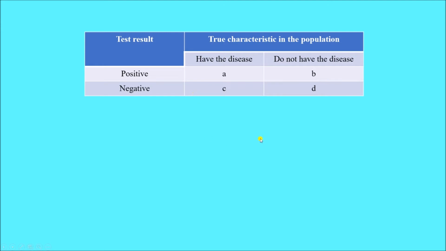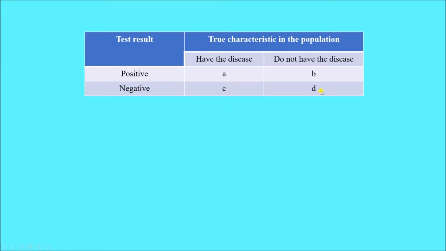If we look at these four cells A, B, C and D, we will see that cell A represents those people who actually have the disease and they also have tested positive for the disease, right? What about C? C is those people who actually have the disease but they have tested negative for the disease. On the other hand, B represents those people who do not have the disease but even then they have tested positive, whereas D are the people who are free of the disease, that means they do not have the disease and they have tested negative.